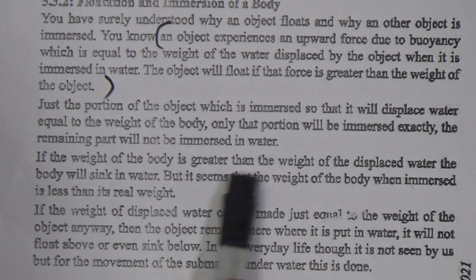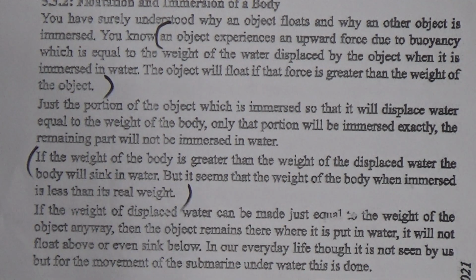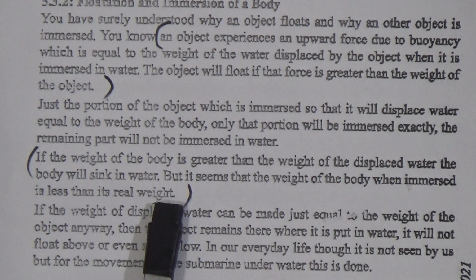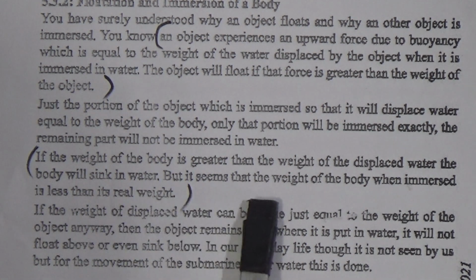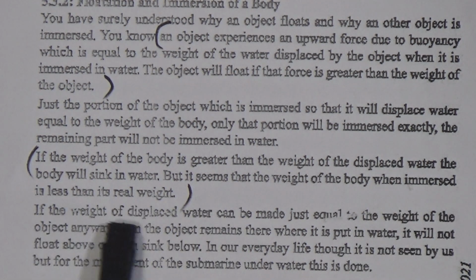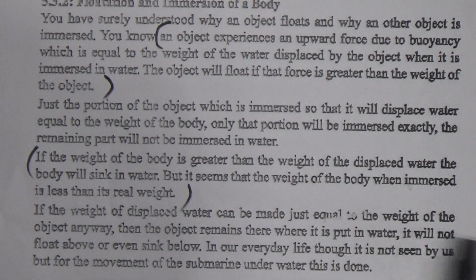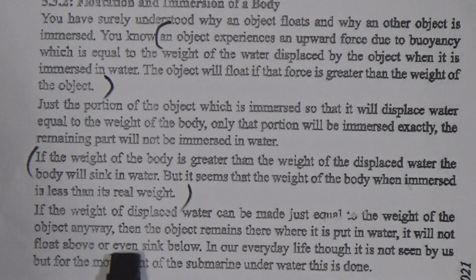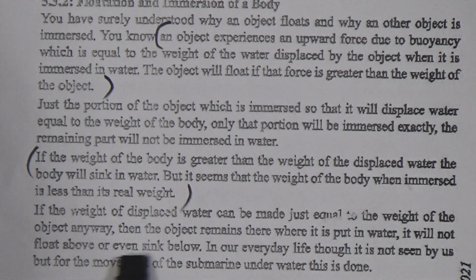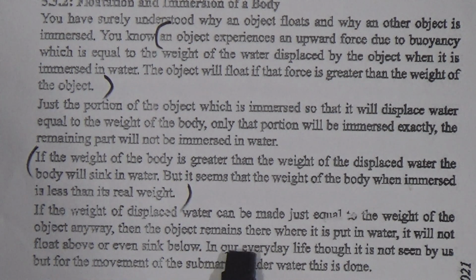And if the weight of the body is greater than the weight of the displaced water, the body will sink in water. But it seems that the weight of the body when immersed is less than its real weight. And if the weight of the displaced water can be made just equal to the weight of the object, then the object remains where it is put in water and it will not float above or sink below. In our everyday life, though it is not seen by us, this is done for the movement of a submarine underwater.